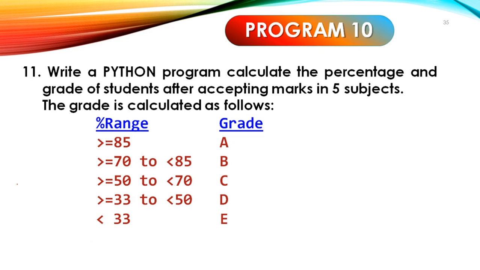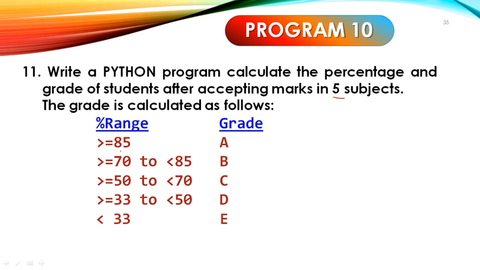Okay, next program. In this program we have to calculate the percentage and grade of the students. This is a grade calculator in which marks in 5 subjects are accepted. We have to find out the total, percentage and grade of the students. The grade is calculated according to the criteria given.